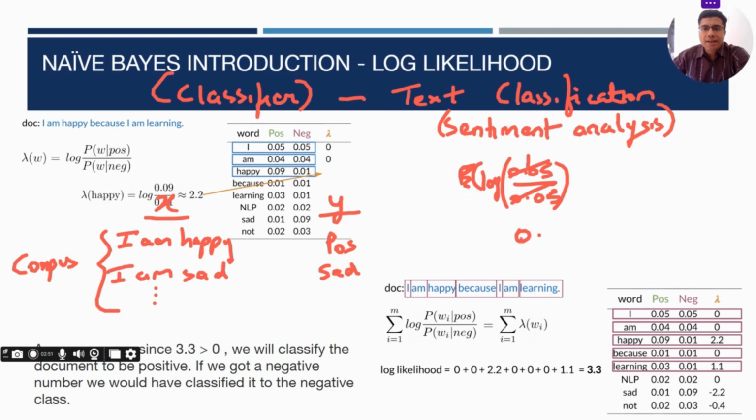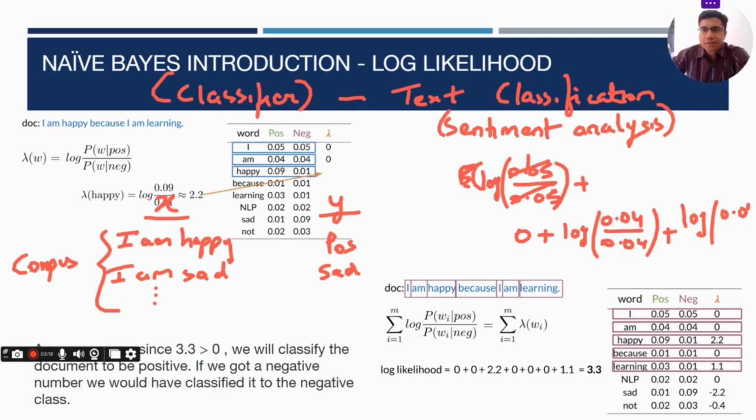That means the word I has 0 impact on the sentiment. We continue this process and keep on adding the log of the ratio of probabilities. So the next word is am. Am also has the same chance that it occurs in positive and negative. Then happy. Happy is more likely to be positive.